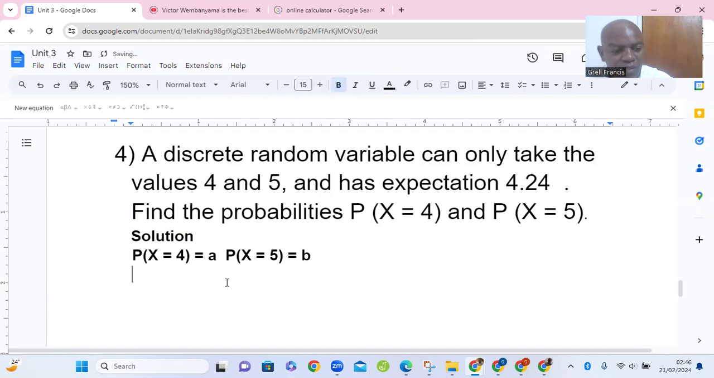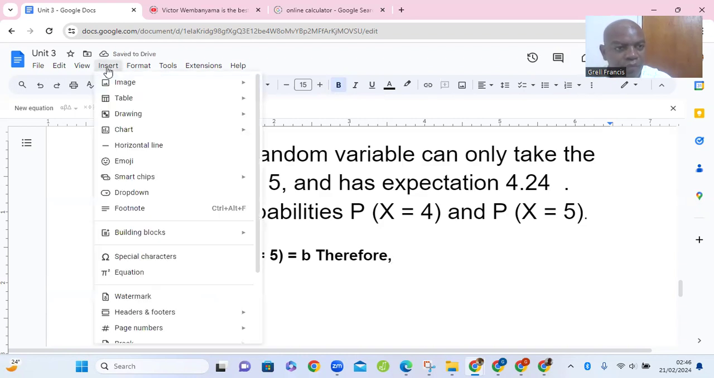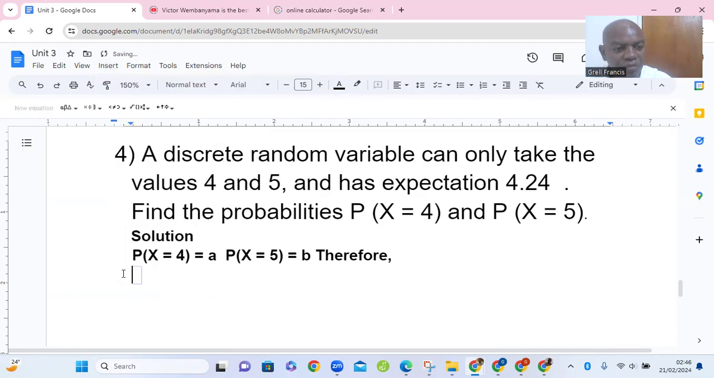Therefore, now we know that A plus B is equal to 1. Sorry, what am I saying? A plus B is equal to 1. All right, the sum of the probabilities on any probability distribution is equal to 1. So A plus B is equal to 1.